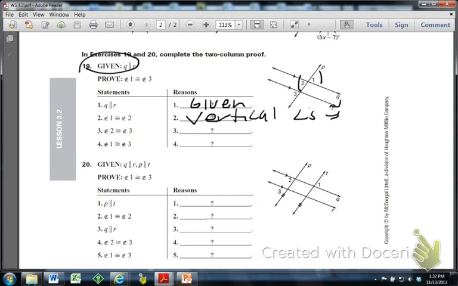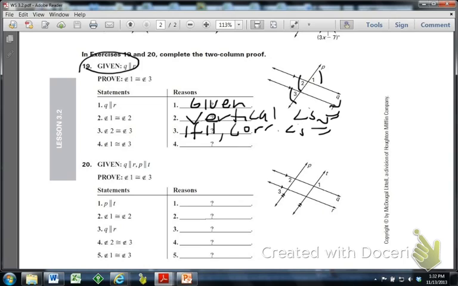And then I look at number 3. Is the measure of angle 2 congruent to the measure of angle 3? So I look at them. Is 2 congruent to 3? Well, they are. Why are they congruent? Because they're corresponding angles. So we have parallel lines cut by a transversal. Corresponding angles are congruent. So my reason for number 3 is, if the lines are parallel, then corresponding angles are congruent.